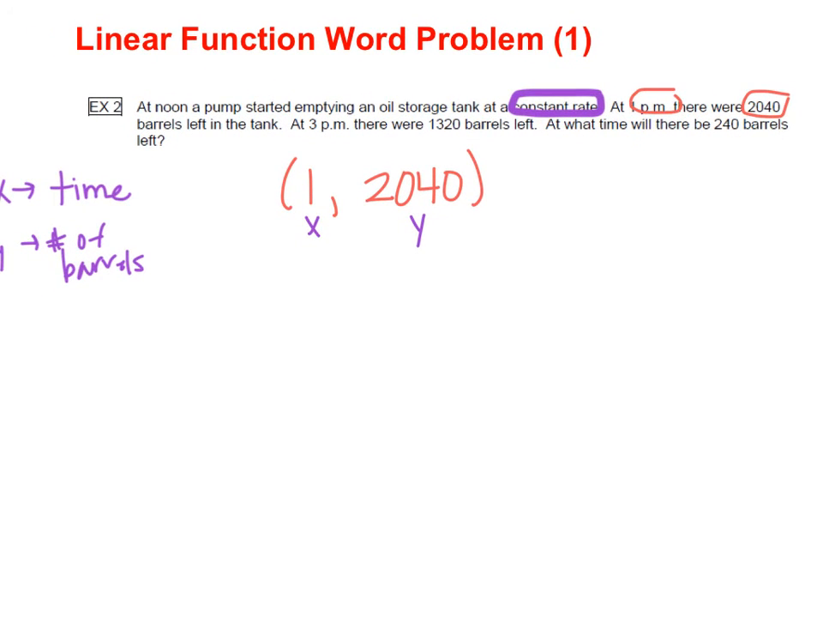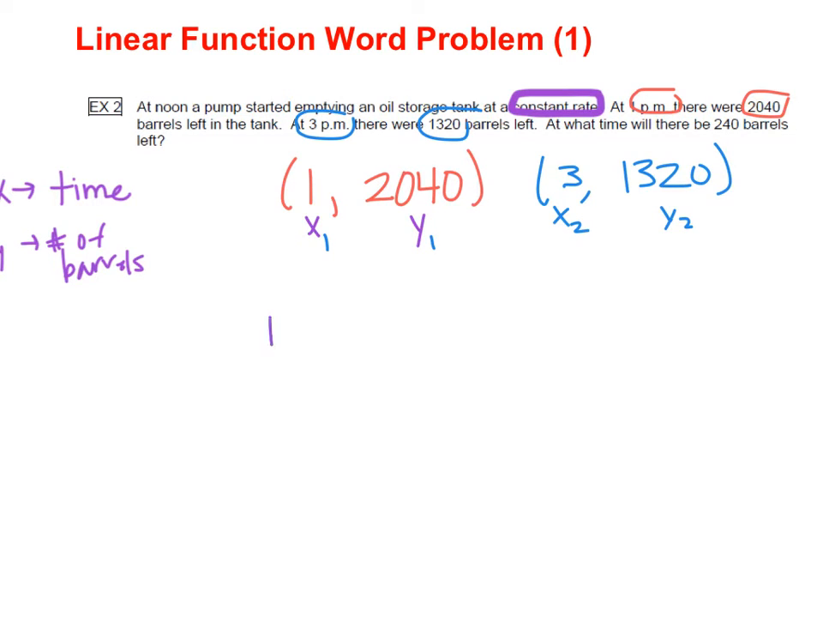So let's go ahead and get the other information. At 3 p.m. there were 1,320 barrels. So at 3 p.m., 1,320. So there's another x and y. So we can go ahead and write an equation with the information we have. We have 2 points. So we're going to find the slope first and then write an equation which will allow us to answer the question.